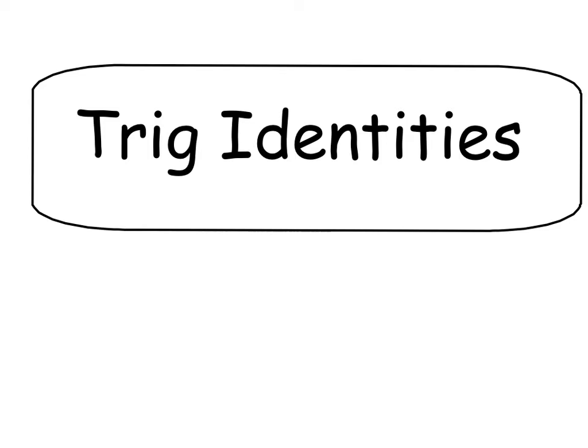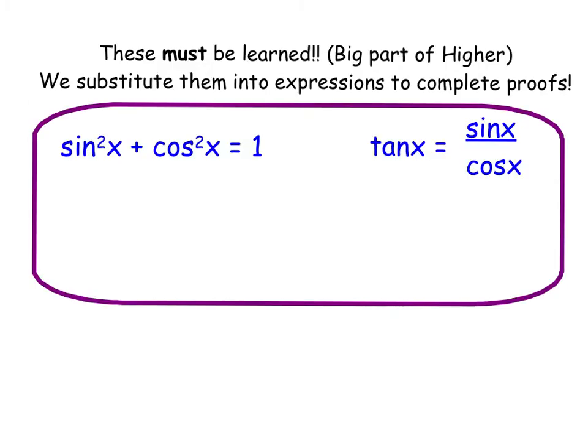2 extra wee formulas. So you need to remember these, they must be learnt, okay? They are assumed that you know them off by heart at Higher, and at Higher we show you other ones as well to use. So basically what we do is we substitute these into expressions to complete what's normally called a proof question. So sometimes they'll say simplify something, and other times they'll say prove that this is equal to this. They're the nicer ones because you can see what you're trying to get.